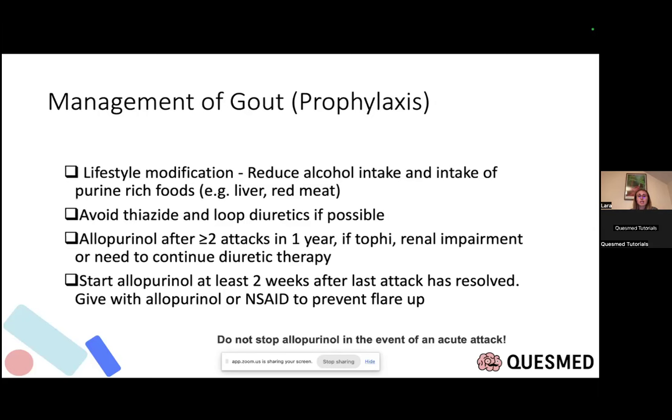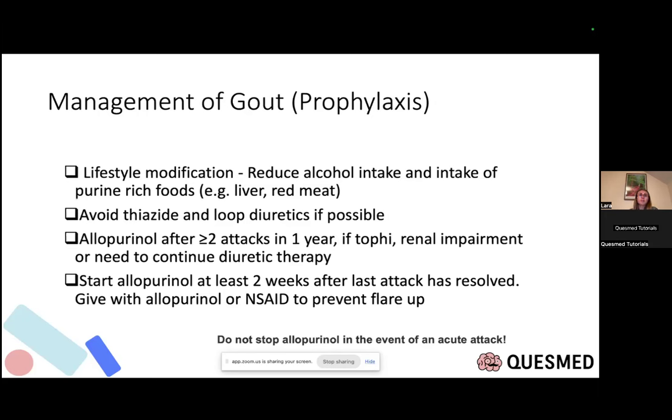They used to say if there are multiple attacks in one year, but more and more now they're saying that after your initial gout flare, you can consider starting urate lowering therapy. So just be aware of that guideline, because I think more and more it's leaning towards everyone who has gout should be on allopurinol. Starting allopurinol at least 2 weeks after the last attack is fully resolved is really important.